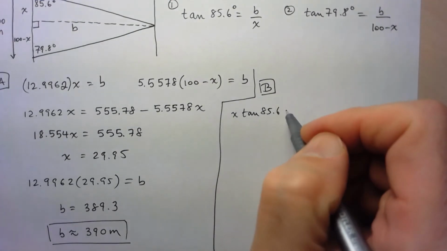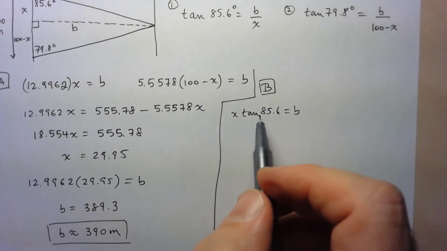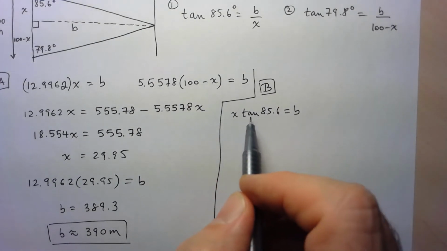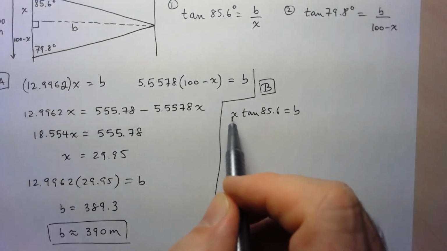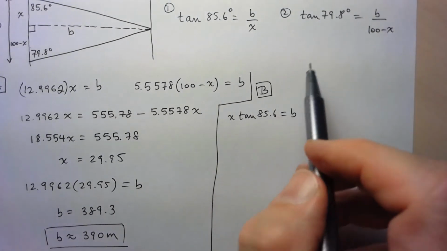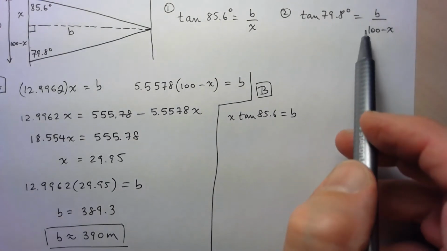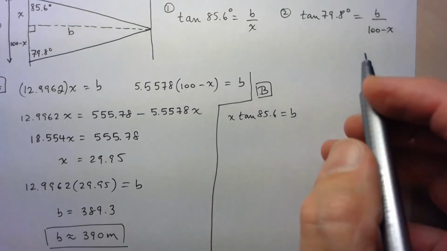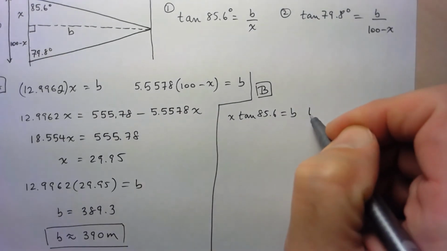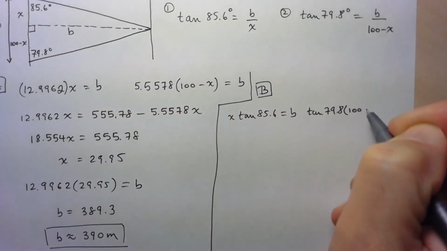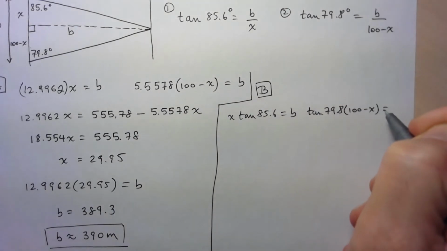85.6, okay, equals b. Now notice in order to not confuse what's inside or outside of the tan, we tend to put numbers and variables in front instead of afterwards. Okay, just a bit of a convention. So I'll do the same thing here. I'll multiply this to the left-hand side, the 100 minus x. Okay, so we have tan of 79.8 times 100 minus x equaling b.